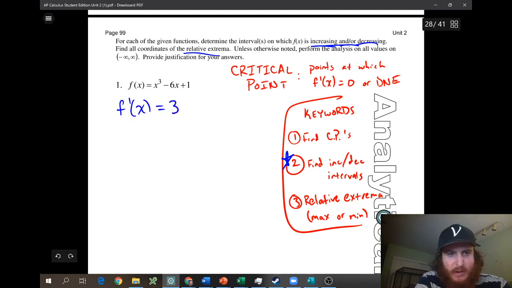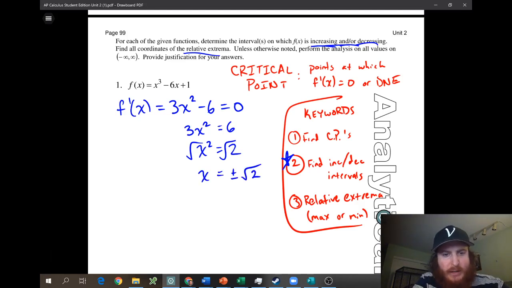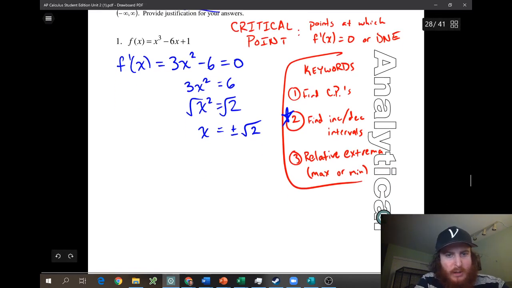So f prime of x here is 3x squared minus 6, and we're going to set that equal to 0. We'll solve: 3x squared equals 6, x squared equals 2. Take the square root of both sides, and we get x equals plus or minus square root of 2. We always do the plus or minus when we're solving for an x. When we're plugging in, we didn't necessarily always do it if it was a function. But when we're solving for x and you take a square root, you always add the plus or the minus. So x equals plus or minus square root of 2 are the locations of my critical points.